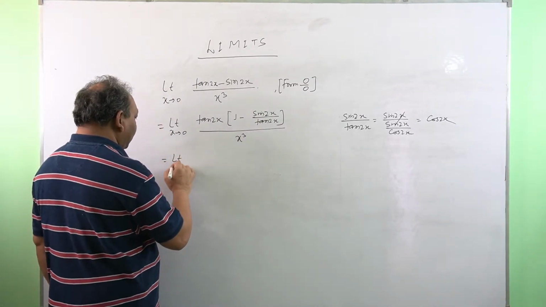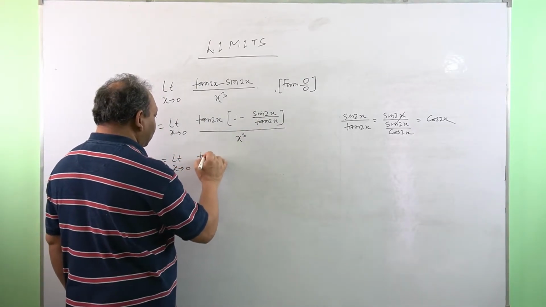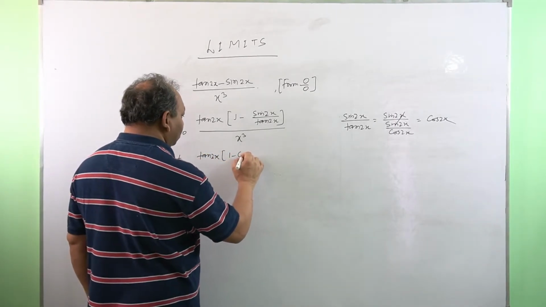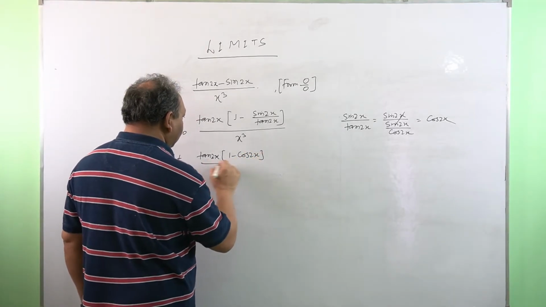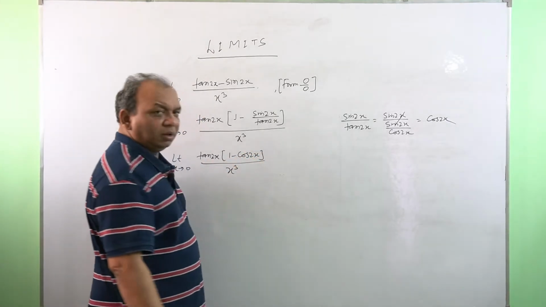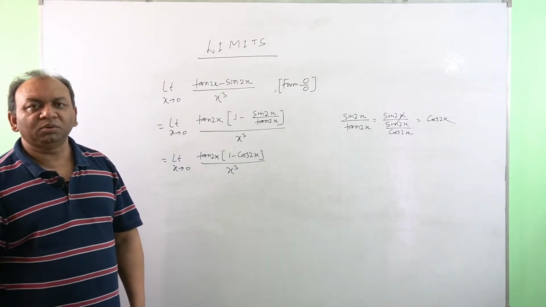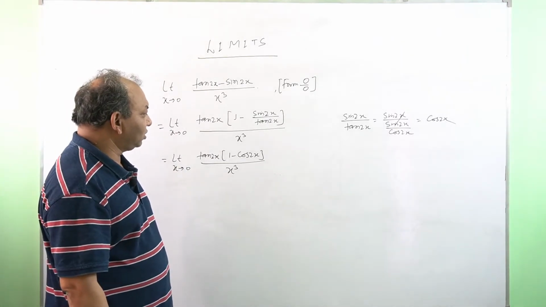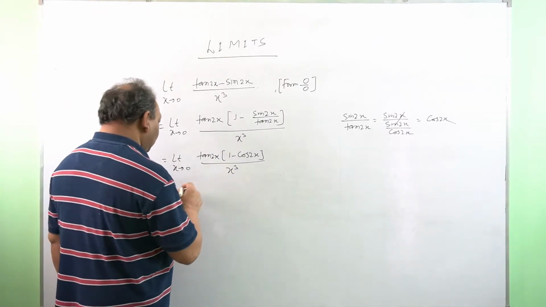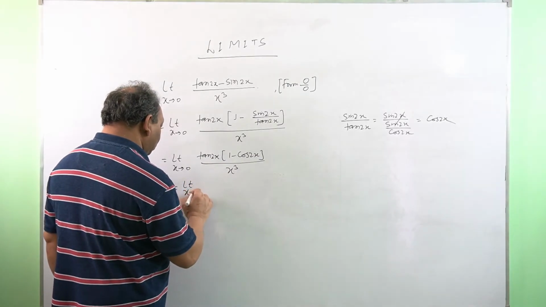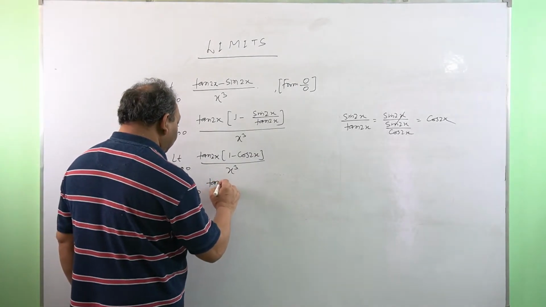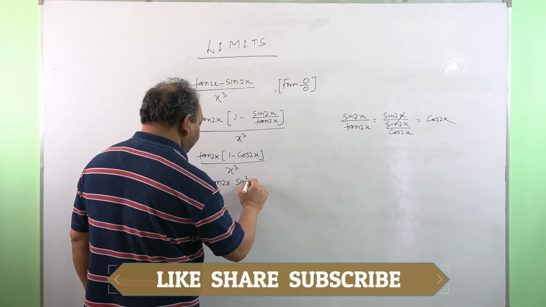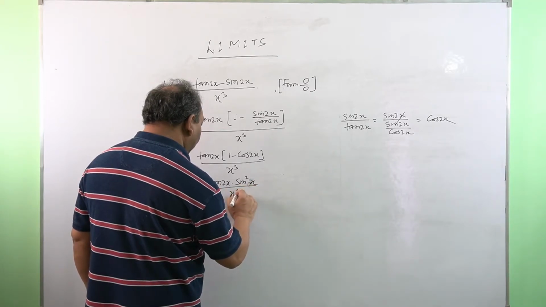Limit x tends to 0, tan 2x into (1 minus cos 2x) divided by x cube, and 1 minus cos 2x is equal to 2 sin squared x. 1 minus cos 2 theta is equal to 2 sin squared theta is the formula. So we can use here limit x tends to 0, tan 2x into 2 sin square x divided by x cube.